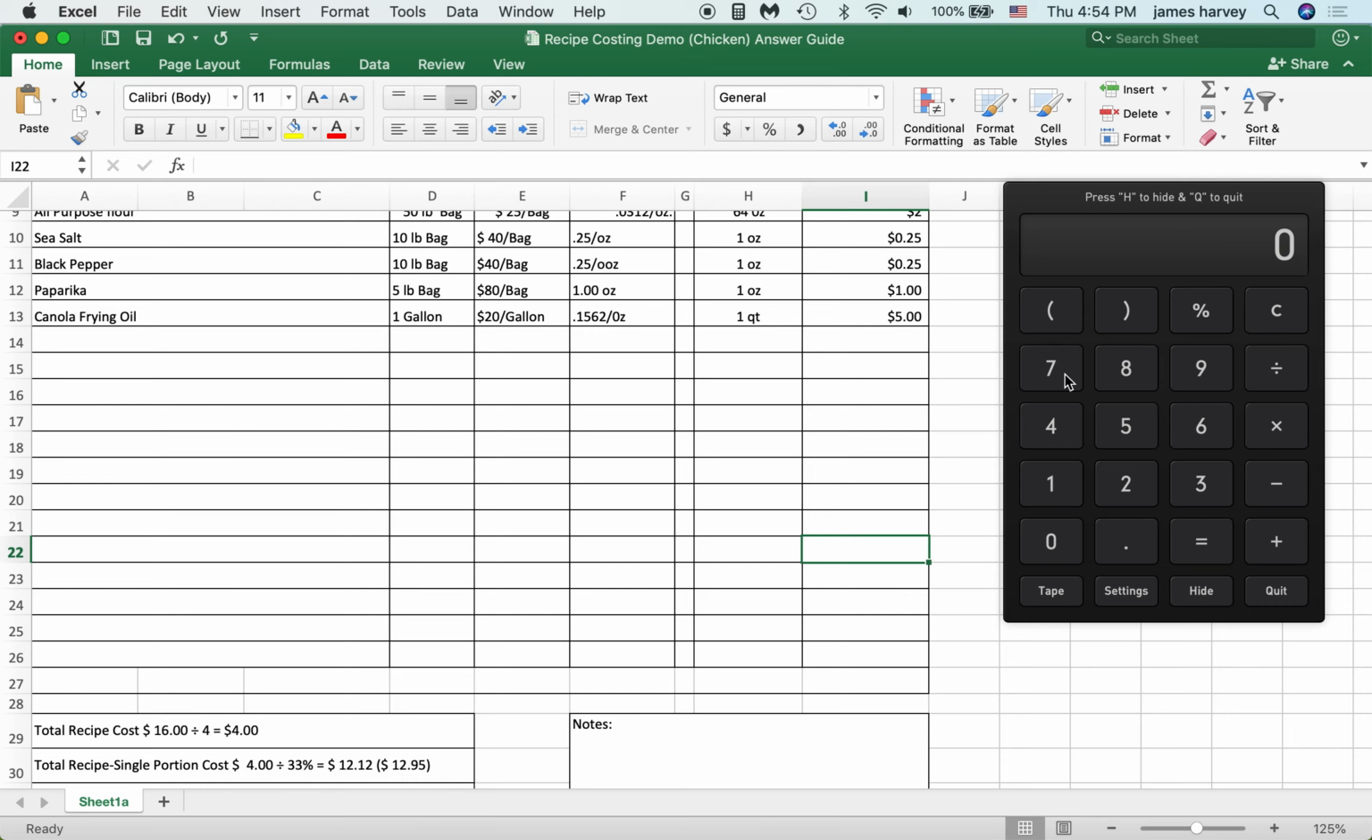Now let's double check our math. Take the menu price, 12.12, times it by your 33%, and it gives us 399.96. And if we move the decimal point, it'll give us $4.